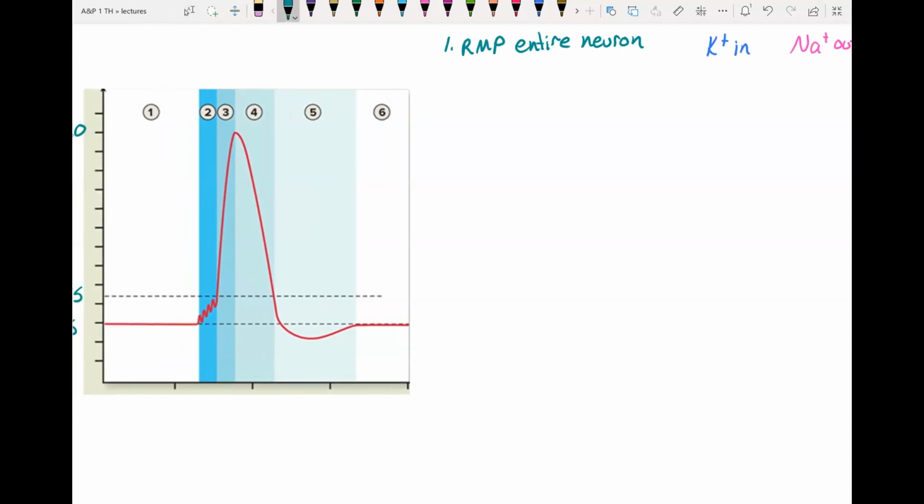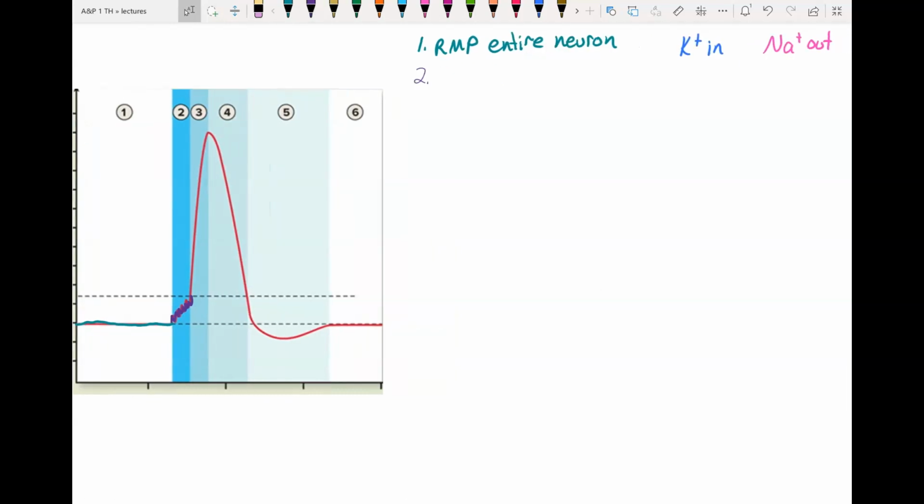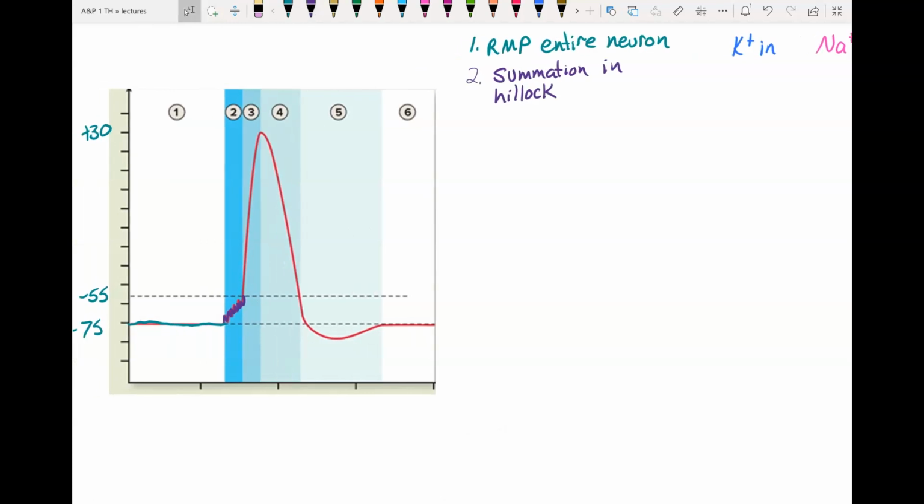Step 2 is this part right here. Let's go ahead, we'll color code that. There's step 1, here's step 2. Step 2 takes place in the hillock. This is when the hillock is doing summation. So the voltage is raising in the hillock. If it raises to at least -55, it will cause an action potential in the axon.